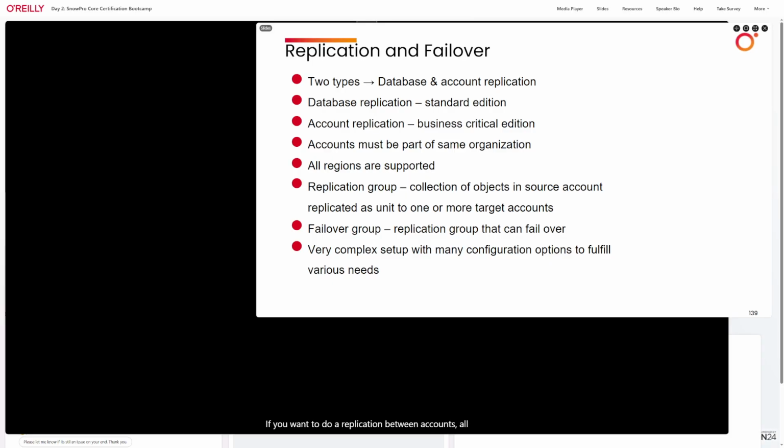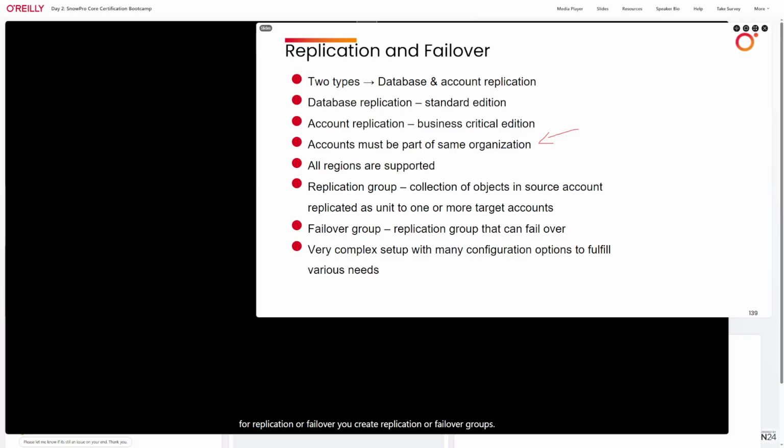If you want to do a replication between accounts, all the accounts must be part of the same organization. So you can't do it like you do data sharing between various Snowflake accounts. It must be within the same organization. All regions and clouds are supported, so you can do a cross-cloud, cross-region replication. So you can replicate an AWS region into an Azure region.